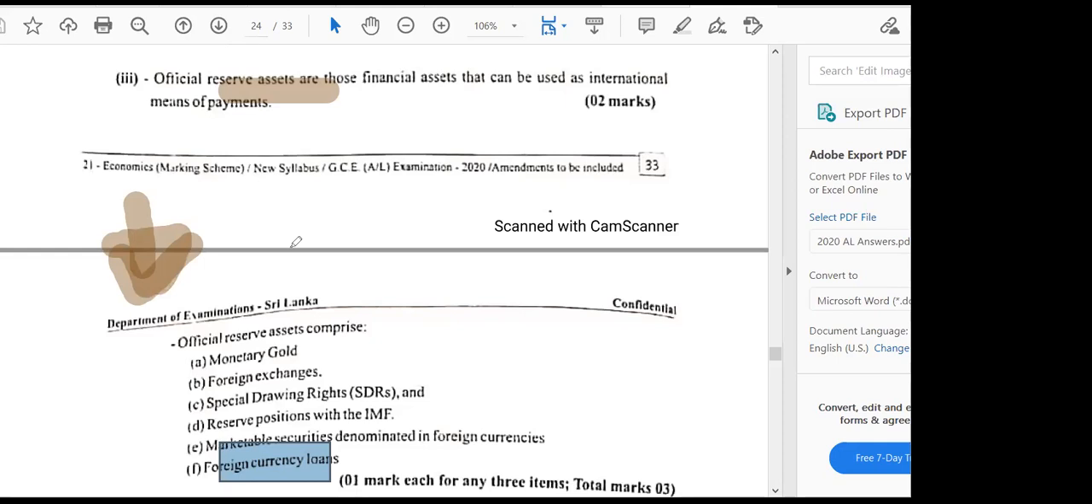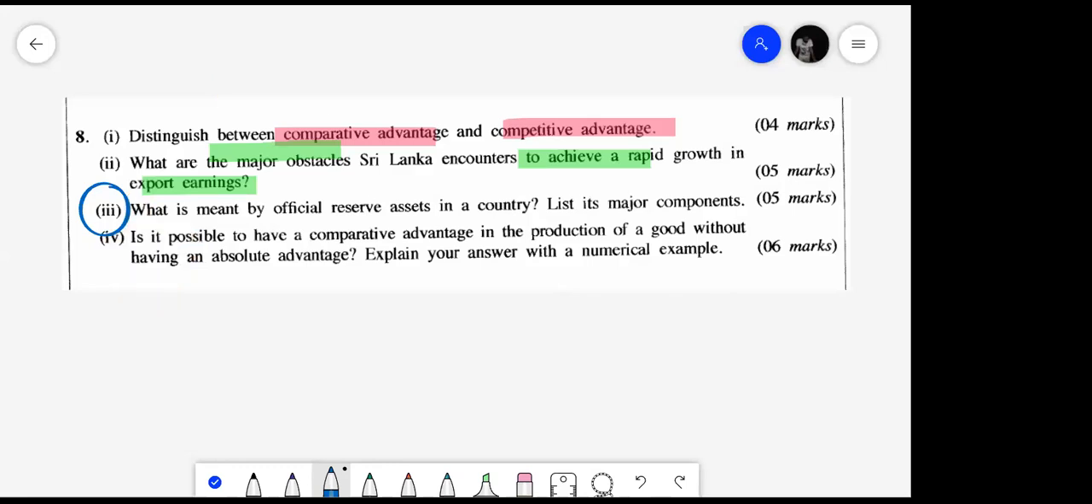So please make sure that you have some idea. Maybe it might not come, I don't know. But if it comes, trust me, most of them will not be able to answer. You answering means your mark is going to be higher, your Z score is going to be much higher than most of them if you're looking at a local university. So those are the official reserve assets of a country.